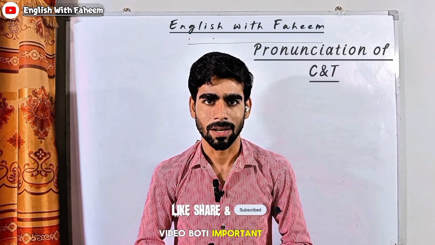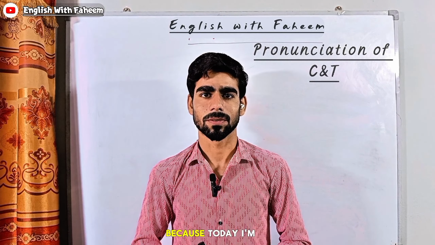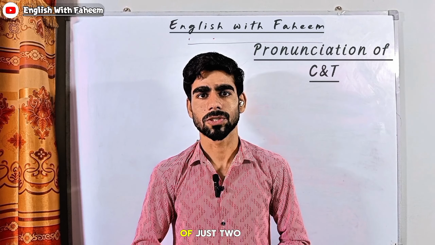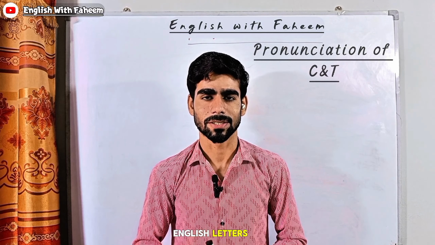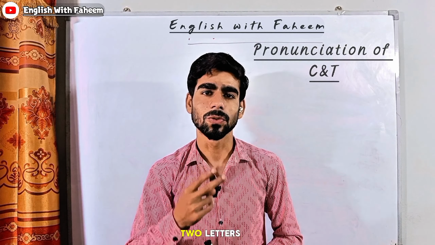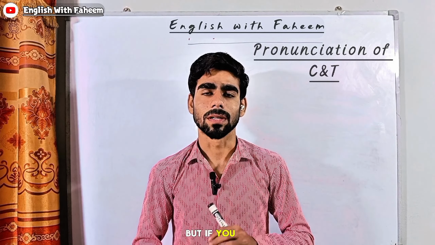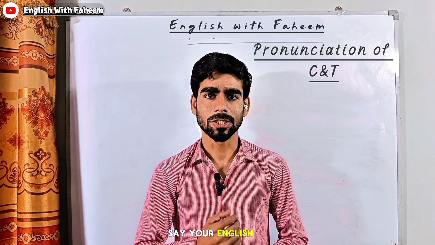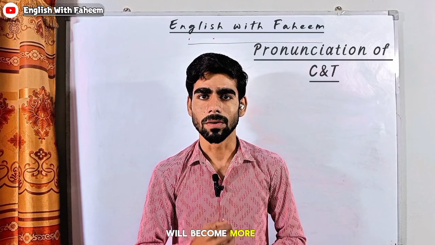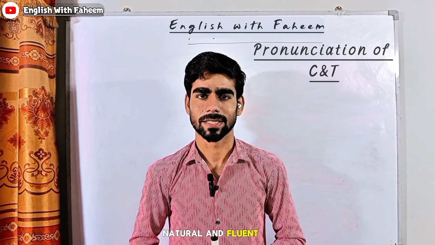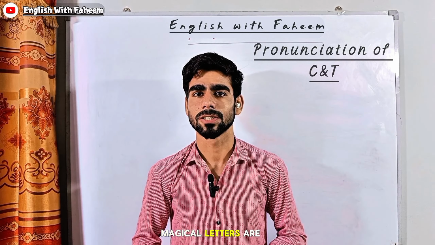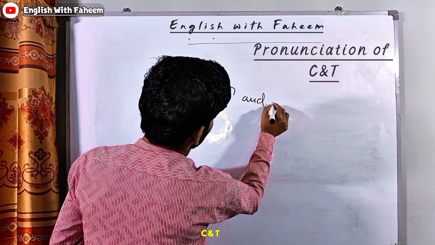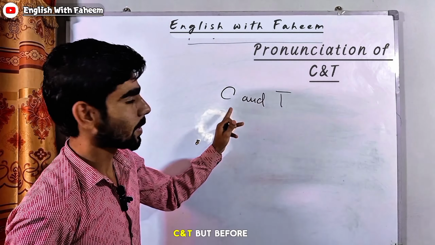Because today I'm going to teach you the correct pronunciation of just two English letters. Yes, just only two letters. But if you learn them correctly, I can confidently say your English speaking will become more natural and fluent. And those two magical letters are C and T.